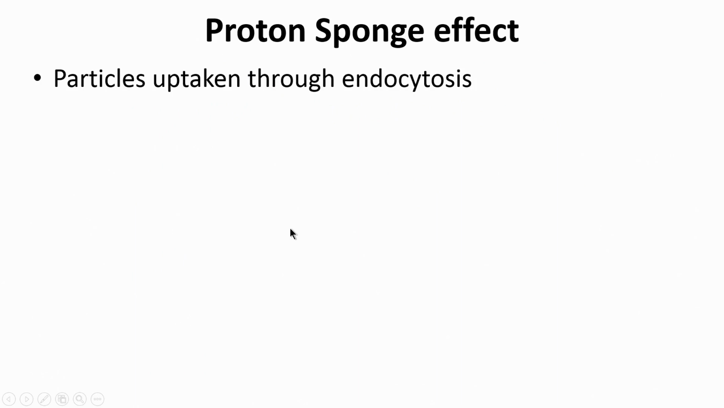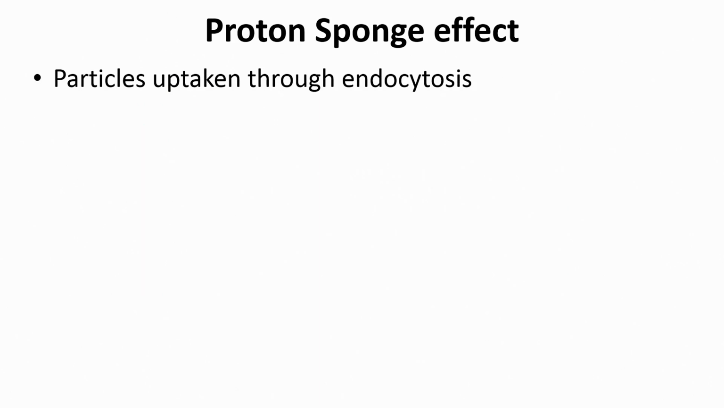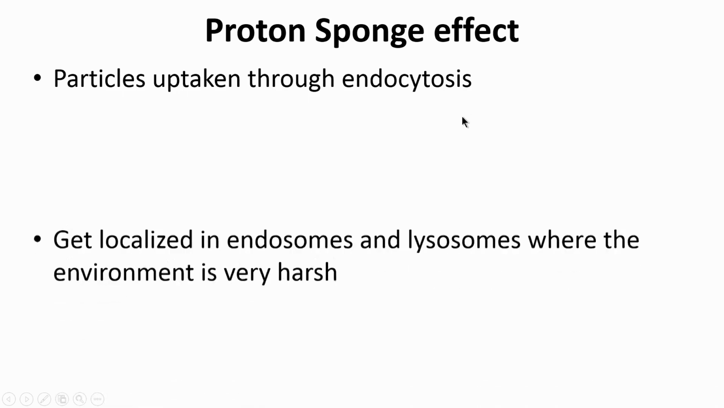And then, since I mentioned that these particles can actually escape from these vesicles, what is the mechanism through which they can escape? That is called the proton sponge effect, or at least one of the ways that we can enhance this is using a proton sponge effect, which is relevant when particles are taken up through endocytosis or phagocytosis.